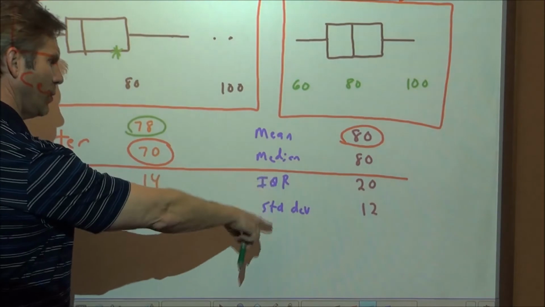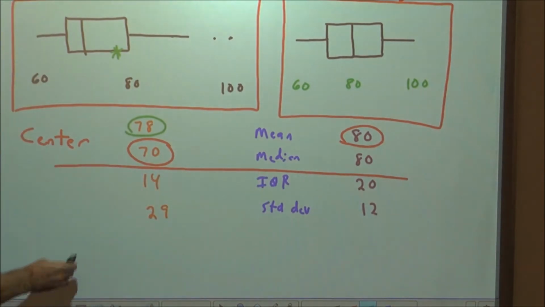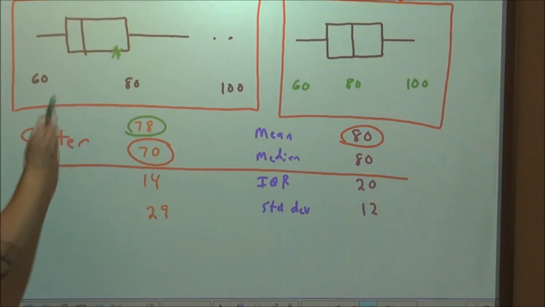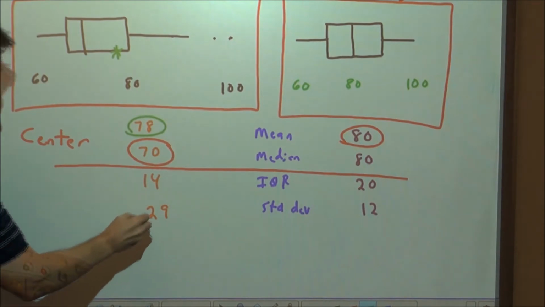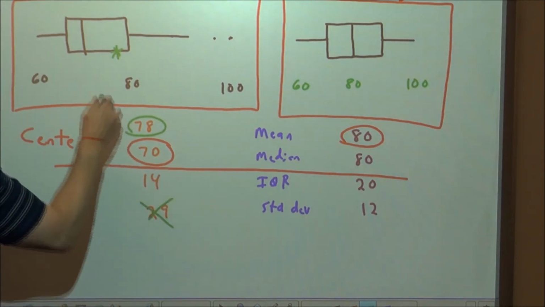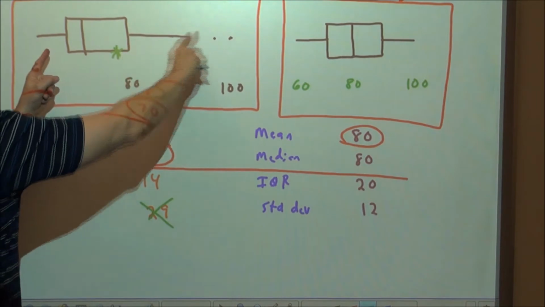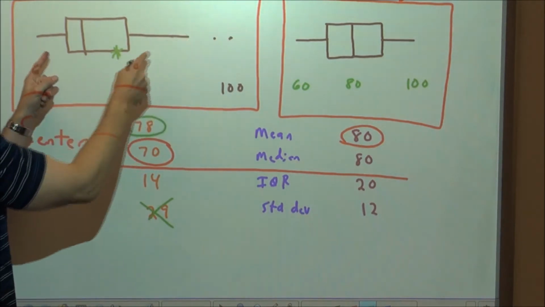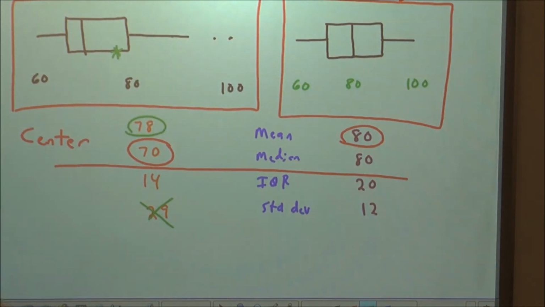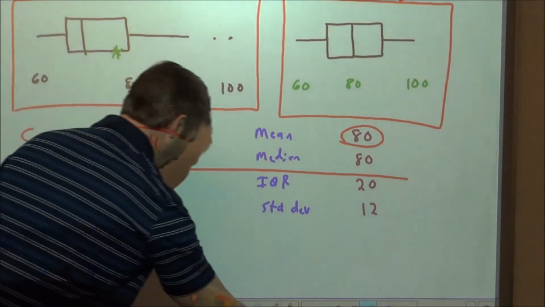Then we go to the measures of spread, and again, because this is a skewed distribution, you are not to report the standard deviation, you are to report the IQR, which isn't affected drastically by those extreme scores up there. So IQR should be reported here.